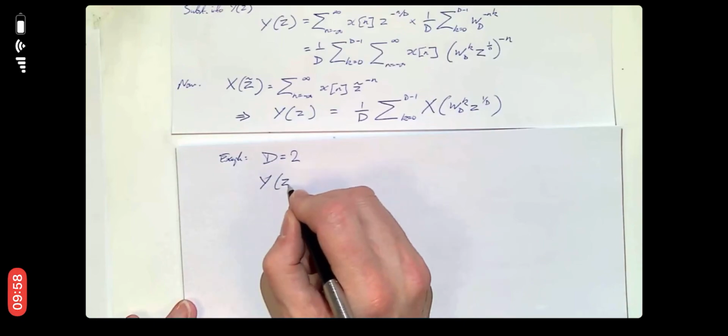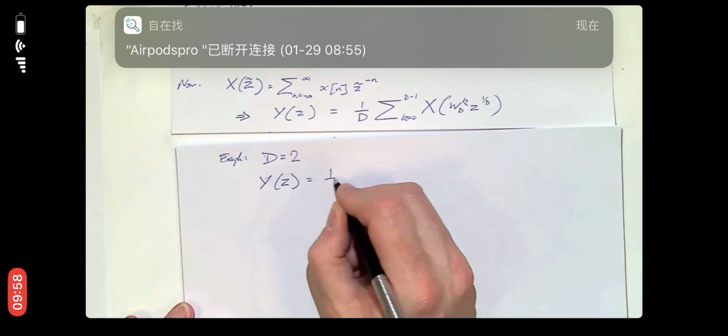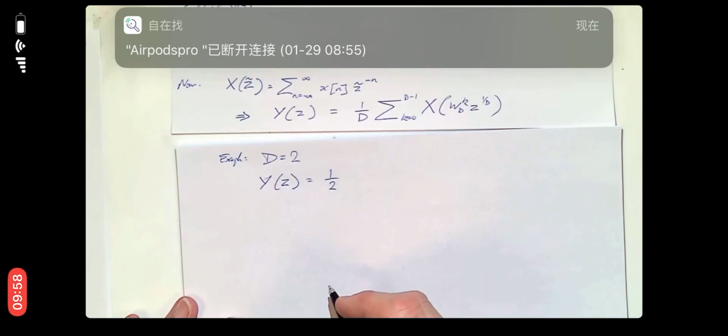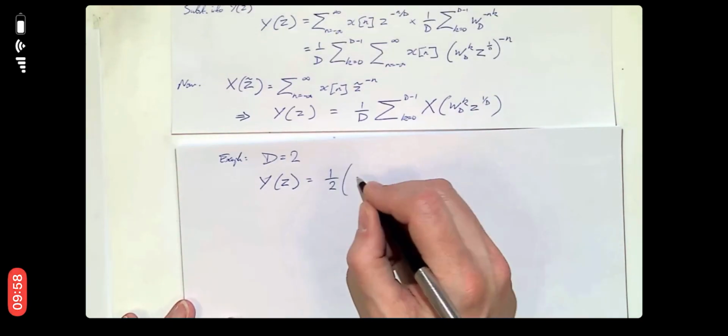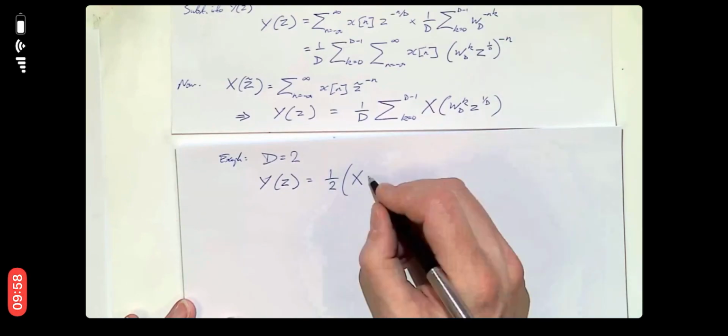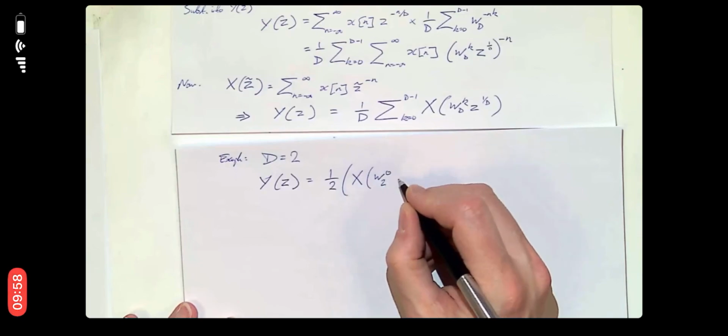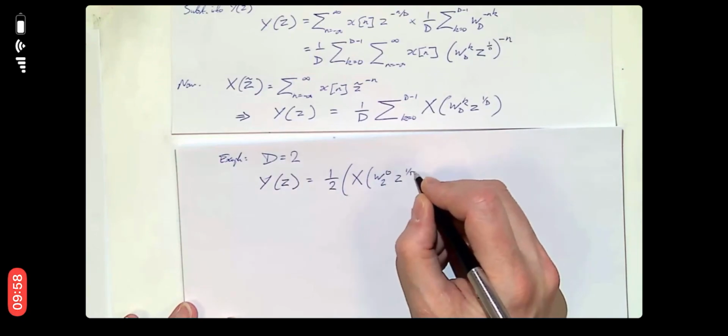For that, y of z is 1 over d, which is a half. We've got a sum from k equals 0 to 1 of this, so we'll do the one with k equals 0 to start with. W to 0. Z to the 1 over d.